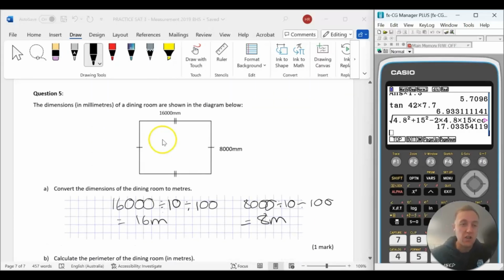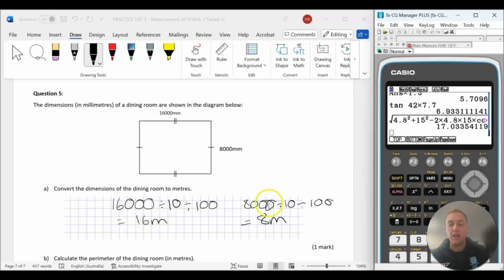Our next question, the dimensions of a dining room are shown below. 16,000 millimeters by 8,000 millimeters. Convert the dimensions of the dining room into meters. So we have 16,000, dividing it by 10 to put it into centimeters, then dividing it by 100 to put it into meters.